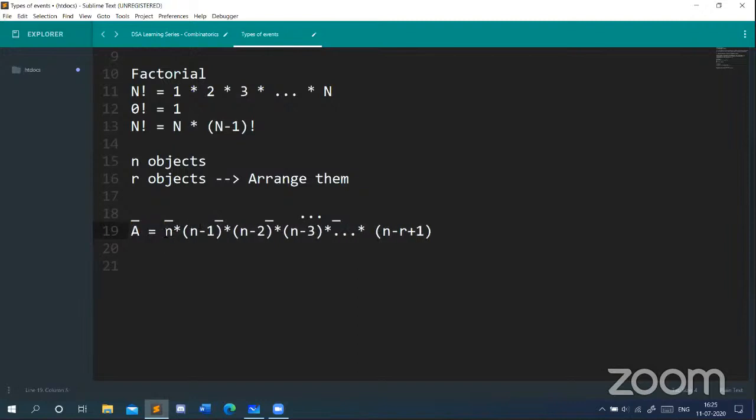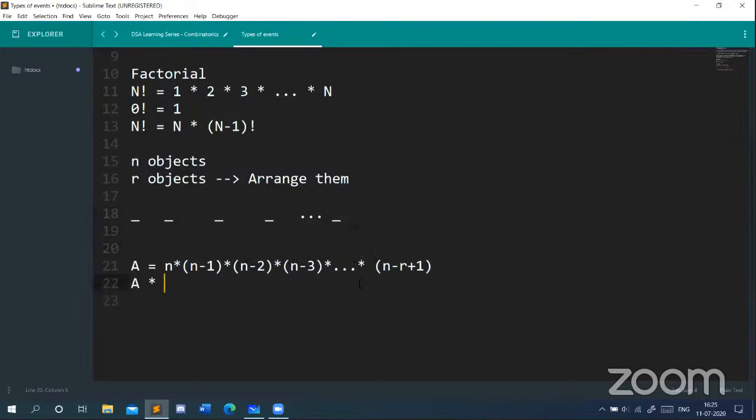What I see here is that it's n times n minus 1 times n minus 2. I'm multiplying consecutive positive integers just like factorial, but I'm stopping at this point, n minus r plus 1. So what if I take this A and try to complete the series? After n minus r plus 1, my next term will be n minus r, and then n minus r minus 1, and then n minus r minus 2, right?